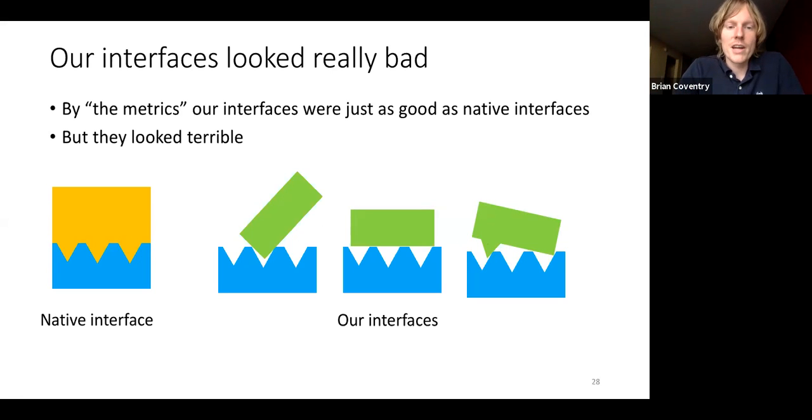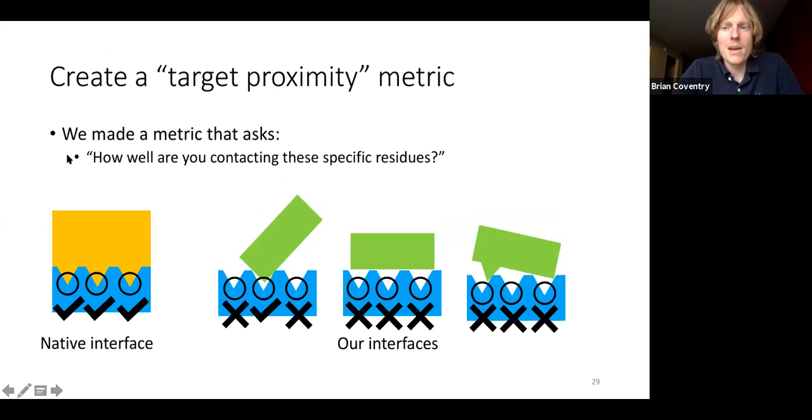And so we made a new metric. In the paper, this ended up being called contact molecular surface. It's a great metric. It's like a distance weighted surface area. But anyways, using this distance weighted surface area, which I call target proximity here, basically our goal was to make sure we're getting into all the nooks and crannies. And so using this new metric, we see the native interface checks all three boxes, but only one of our designs even kind of gets close to one of these.